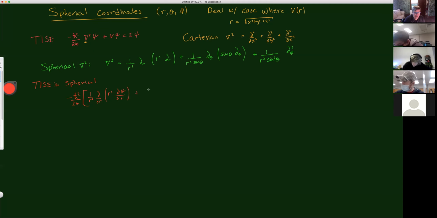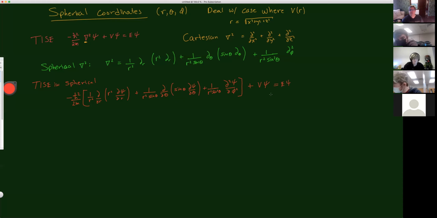plus 1 over r squared sine theta, partial theta of sine theta, partial psi, partial theta, and then plus 1 over r squared sine squared theta, and then partial squared psi, partial phi squared. Okay, all that plus V psi equals E psi.